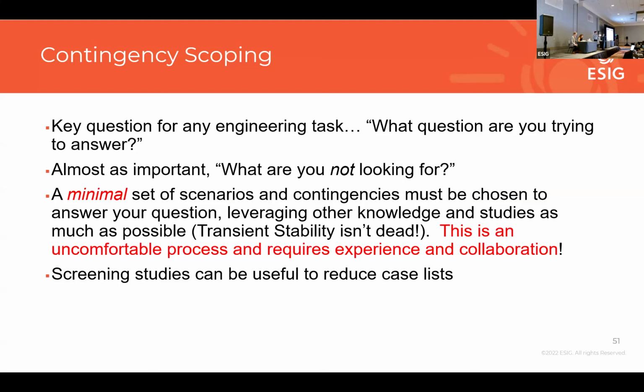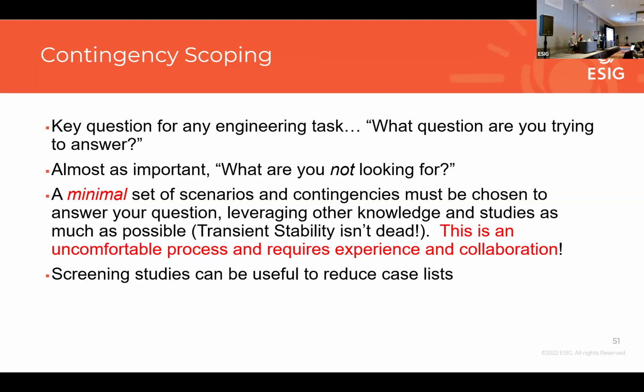So again, we want to come up with a minimal set of scenarios that must be chosen to answer the question that you're trying to answer. Okay, and this should generally be done after you already have your load flow studies and your transient stability studies done, and then you backfeed those results into your contingency scoping for your EMT simulation. And it's an uncomfortable process, because if you find something in EMT, oh, you need a mitigation, you're going to have to go back and rerun all your power flow and transient stability scenarios.